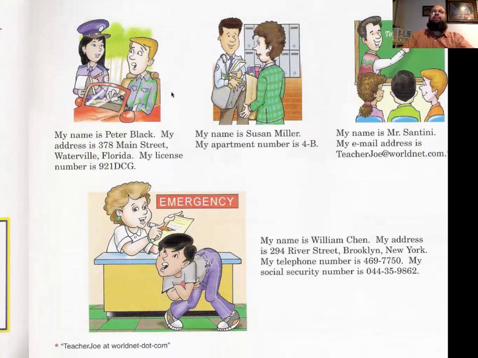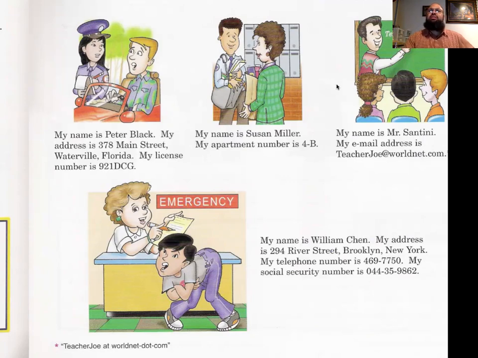My name is Peter Black. My address is 378 Main Street, Waterville, Florida. My license number is 921DCG. My name is Susan Miller. My apartment number is 4B. Don't forget to pause and repeat.